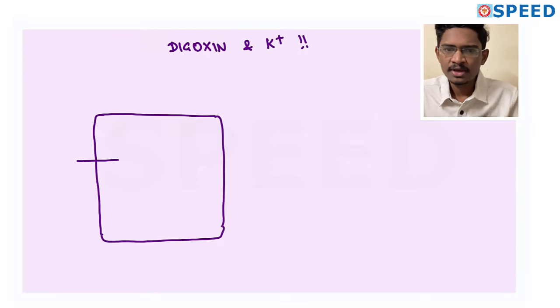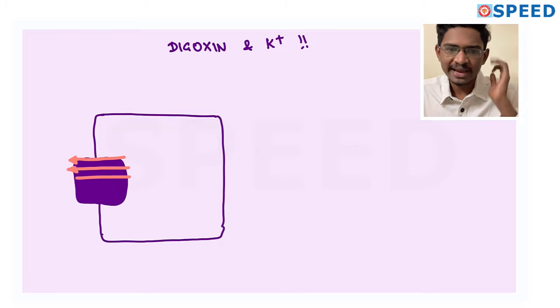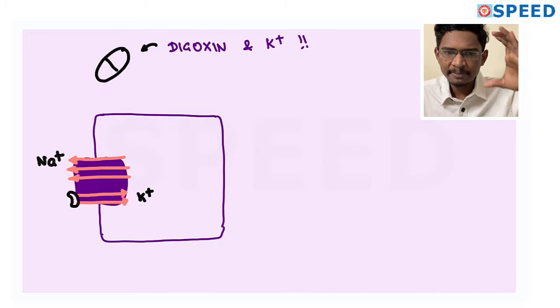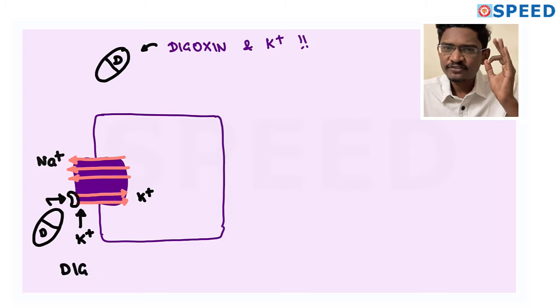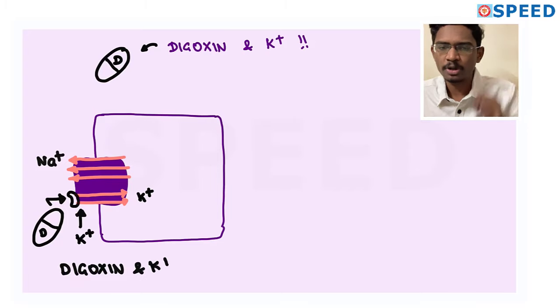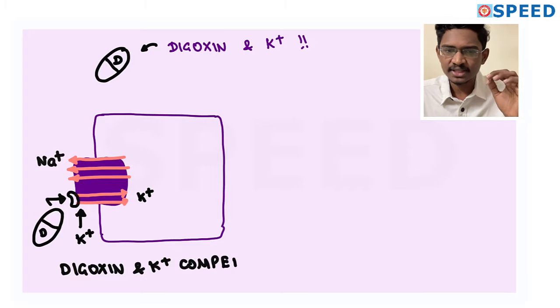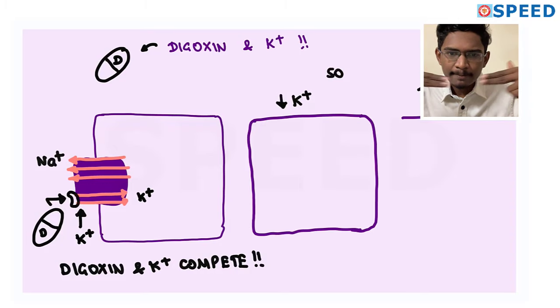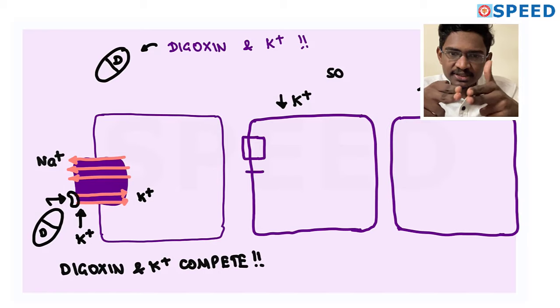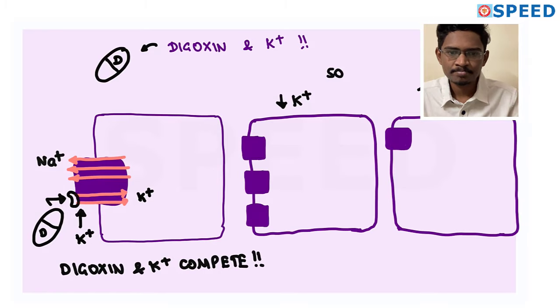Let's see this. First, if you see digoxin's mechanism of action, as we know, sodium potassium ATPase is there. Digoxin will inhibit this sodium potassium ATPase. Everyone knows this. But where does it bind to inhibit it? It binds at the potassium site and inhibits this sodium potassium ATPase. Simply, digoxin and potassium compete with each other in binding at this K-binding site.